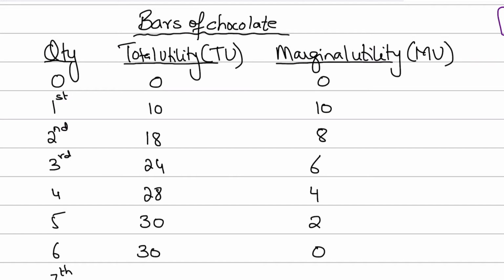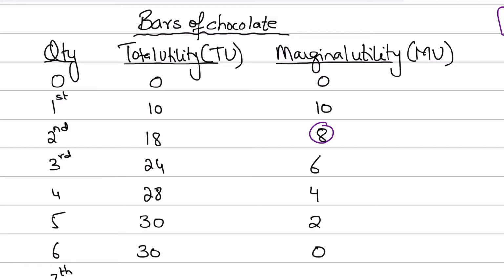So if I consume 0 units of chocolate, obviously I get 0 marginal and 0 total utility, right? But the first bar of chocolate gives me a total utility of 10. So if it gives me a total utility of 10, basically the marginal utility would also be 10, because this is my first bar of chocolate. But the second bar of chocolate gives me a marginal utility of 8.